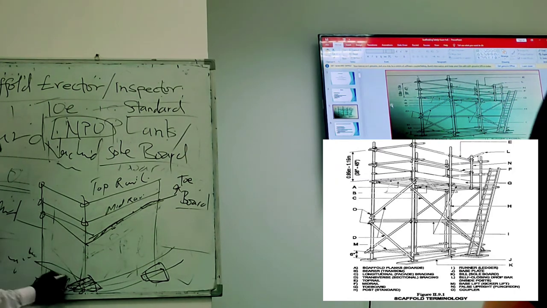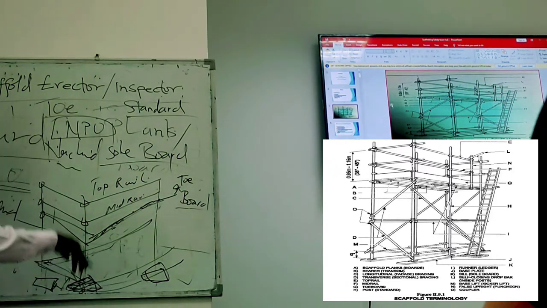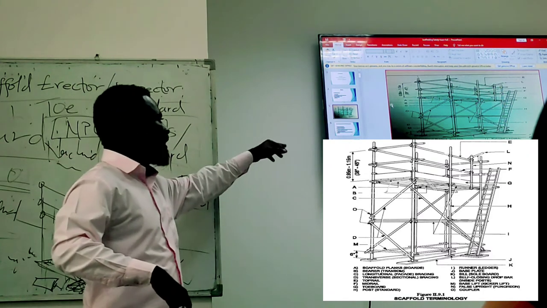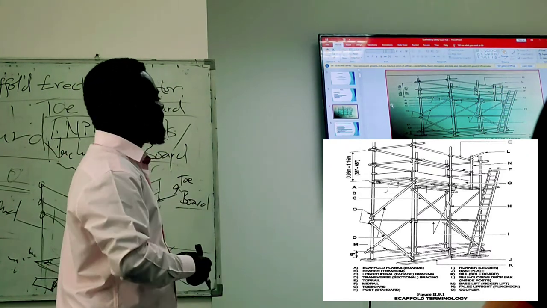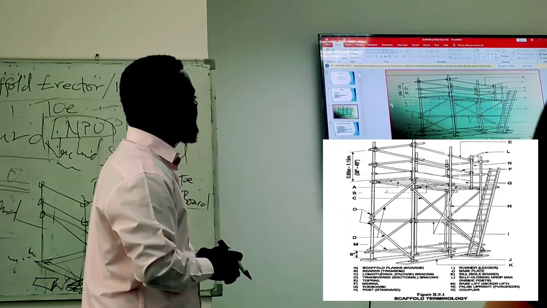The same will apply to here. They will bring the sole board here, they will put the sole board here, so that the standard will be erected just like in the picture. Okay? So we go to letter L.